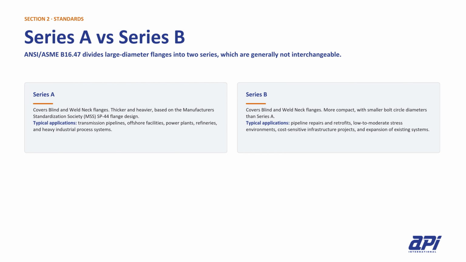Within B16.47, Series A and Series B both cover blind and weld neck flanges, but they're generally not interchangeable. Series A flanges are thicker and heavier based on the Manufacturers Standardization Society SP-44 design, and they're typical in transmission pipelines, offshore facilities, power plants, refineries, and heavy industrial systems. Series B flanges are more compact with smaller bolt circle diameters, and they're common in pipeline repairs and retrofits, lower stress environments, cost-sensitive projects, and expansions of existing systems.